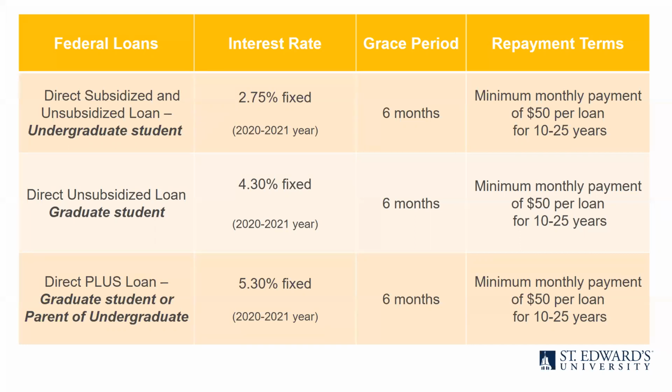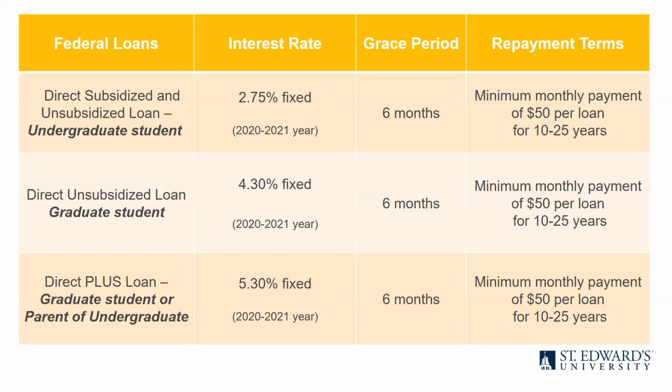So a graduate student is eligible to borrow a direct unsub loan. Remember, this is the one that accrues interest from the time the first loan portion gets disbursed. So for a graduate student, the unsub loan has an interest rate of 4.3% fixed. Again, this interest rate is going to change every year, but the loan borrowed in a particular year will not change. There is also a 6-month grace period for the grad student's unsub loan, and the minimum monthly payment is the same as the sub.